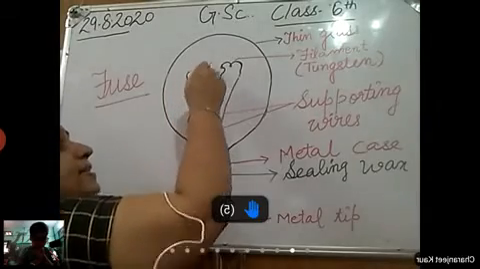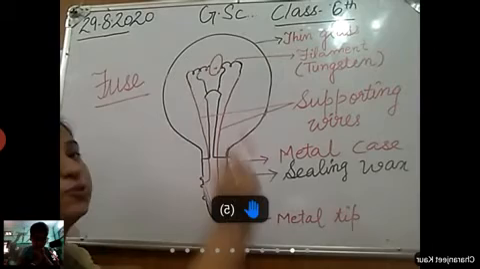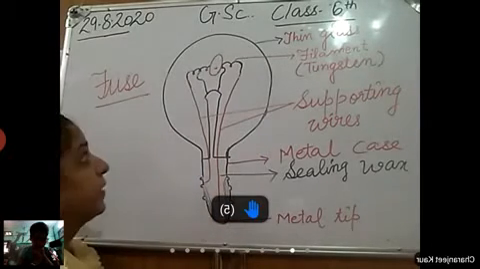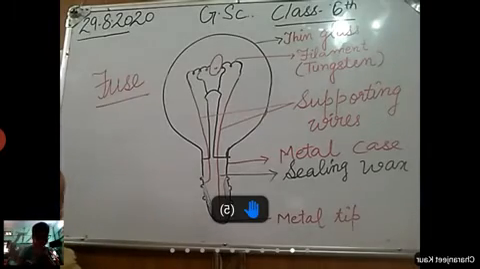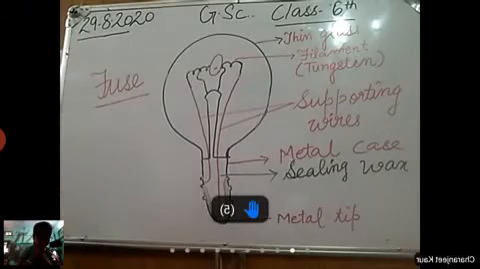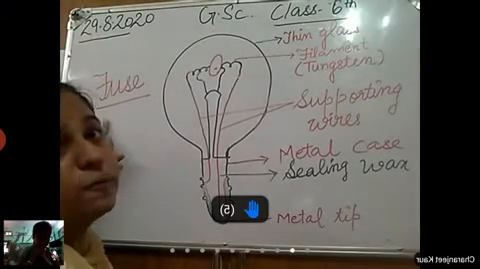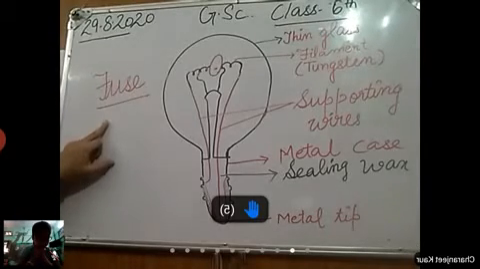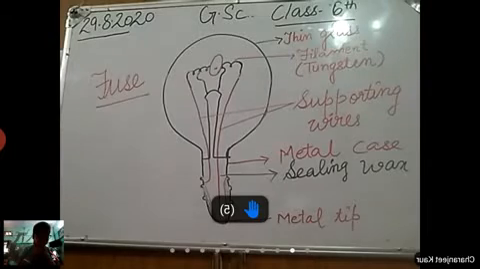Sometimes this filament gets broken. ये ब्रेक हो गई है बीच में, कॉइल टूट चुकी है. In that case, the circuit is not completed and the filament will not glow. Right? In that case, we say the bulb is fused. Fuse bulb. You can see the fuse bulb. In the fuse bulb, the tungsten filament is broken. Is that clear?